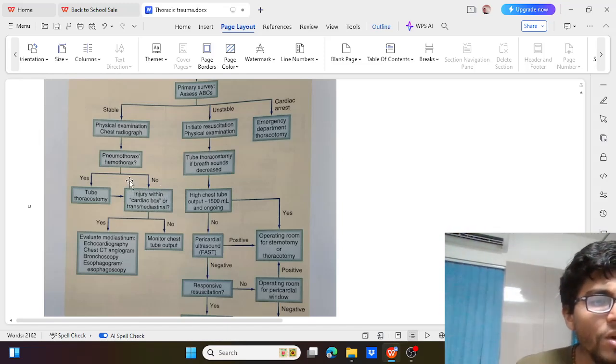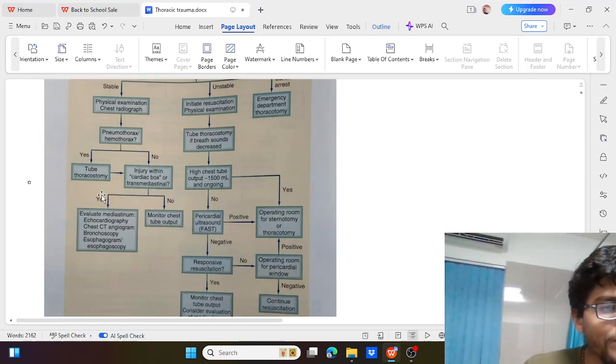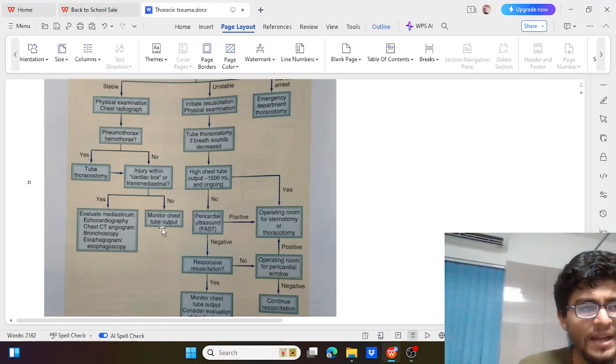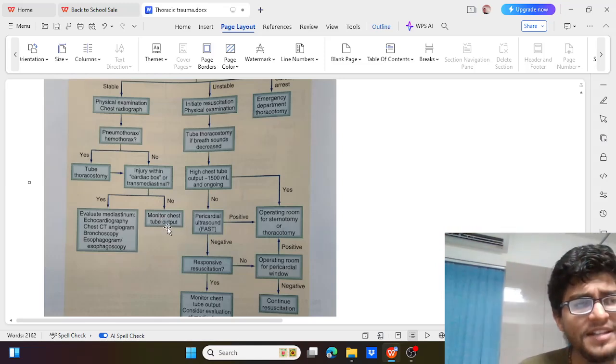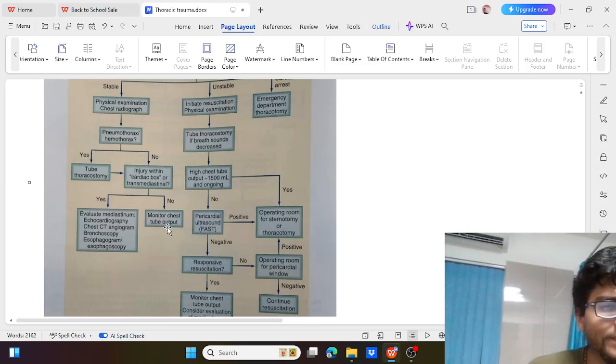If there is no need, then we'll consider if there is injury to the cardiac box or transmediastinal injury. If that is there, then we'll evaluate mediastinum with the help of echocardiography, chest CT, bronchoscopy, esophagoscopy. And if there is no, then we'll just monitor the chest tube output and manage the patient accordingly.